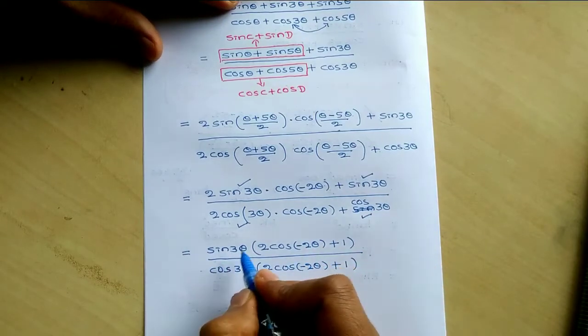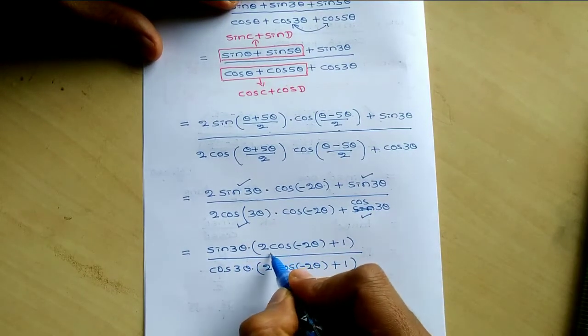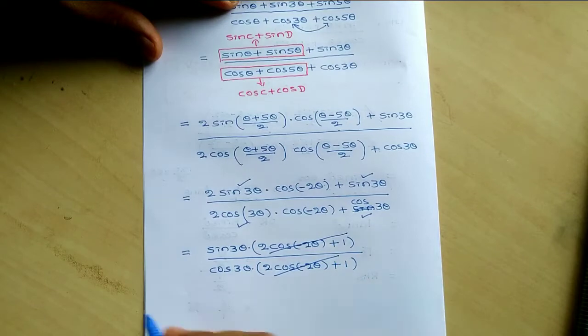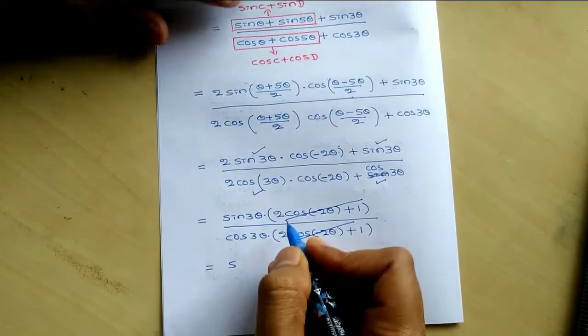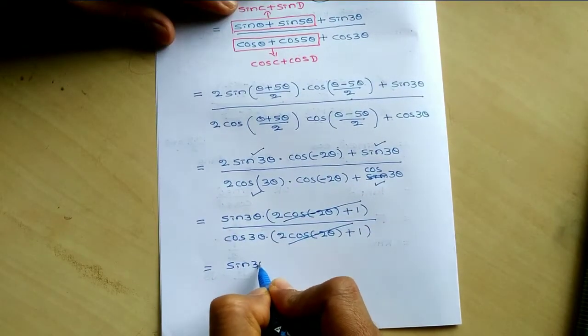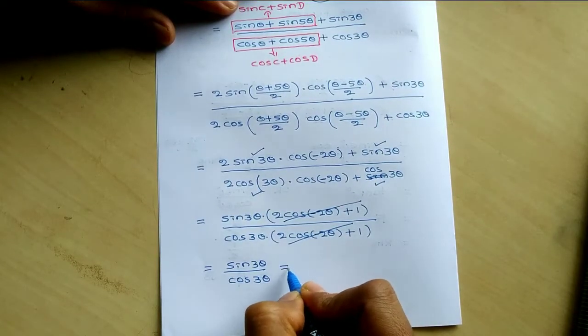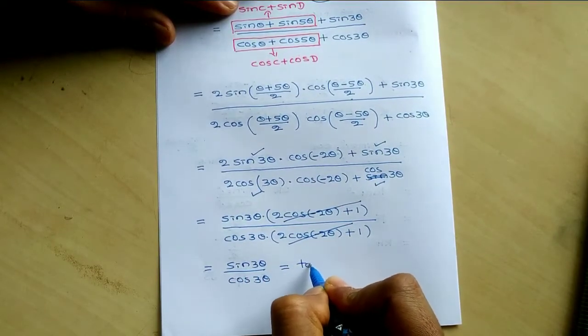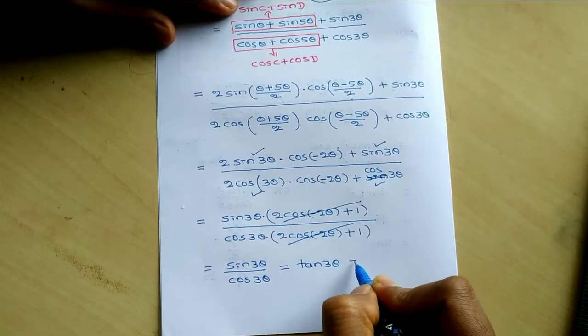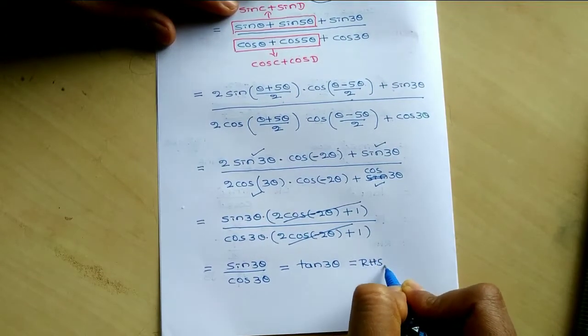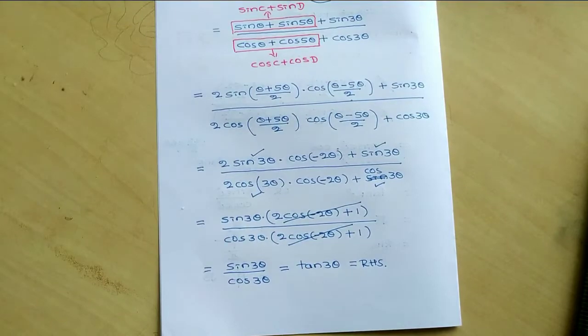Here, because of this multiplication sign, easily you can cancel these two. So what is the remaining value? Sin 3 theta divided by cos 3 theta. You know, sin by cos is tan 3 theta, which is equal to the right hand side.